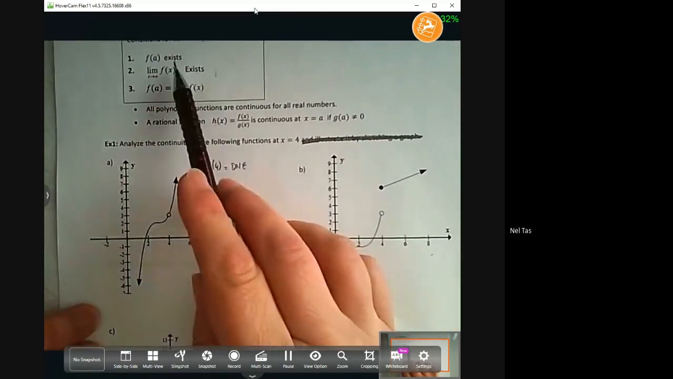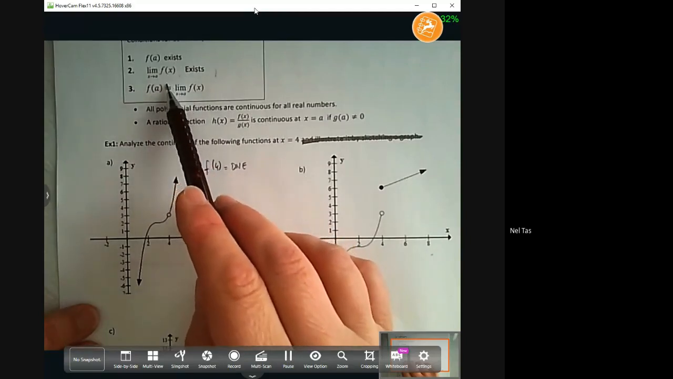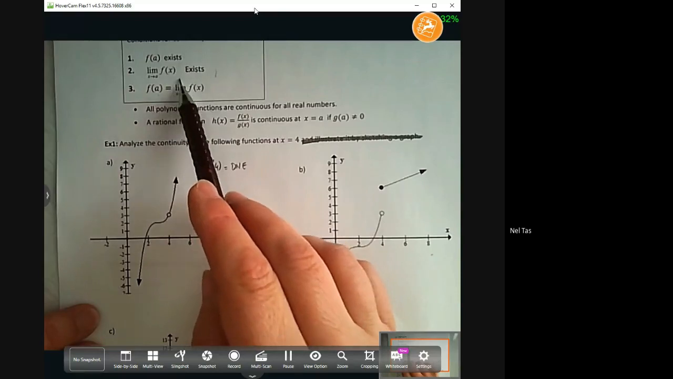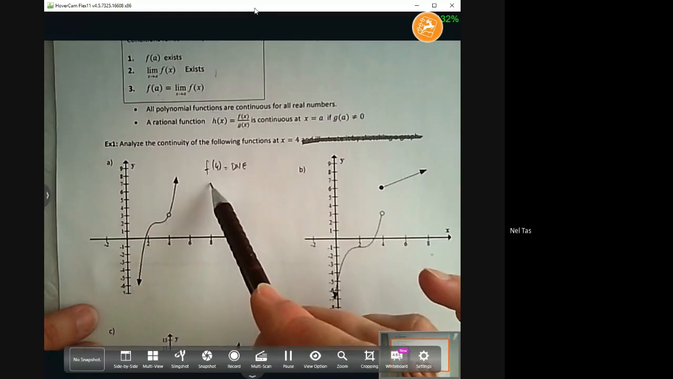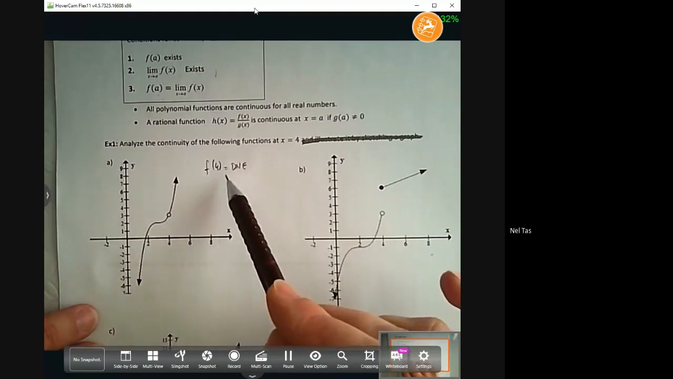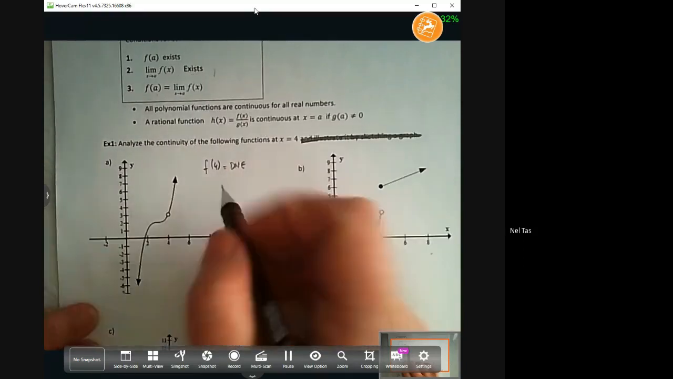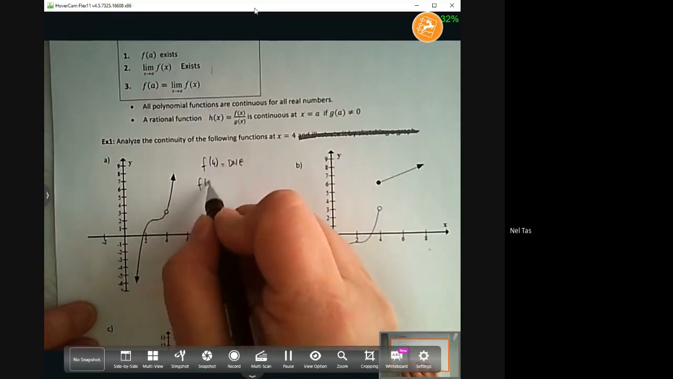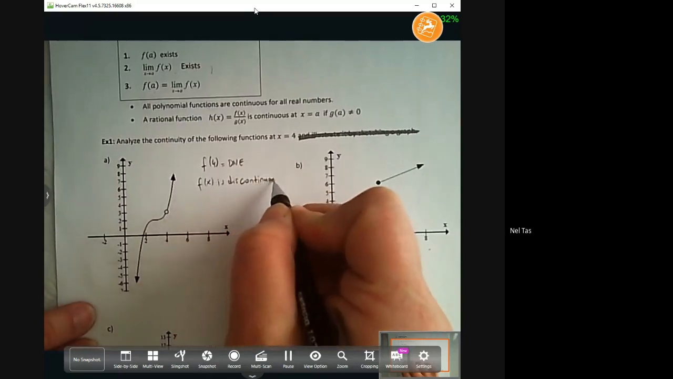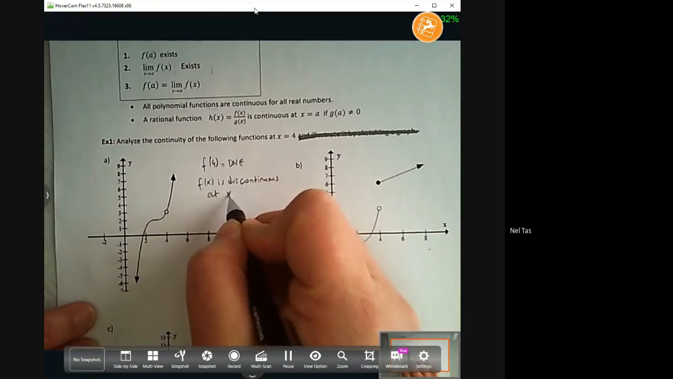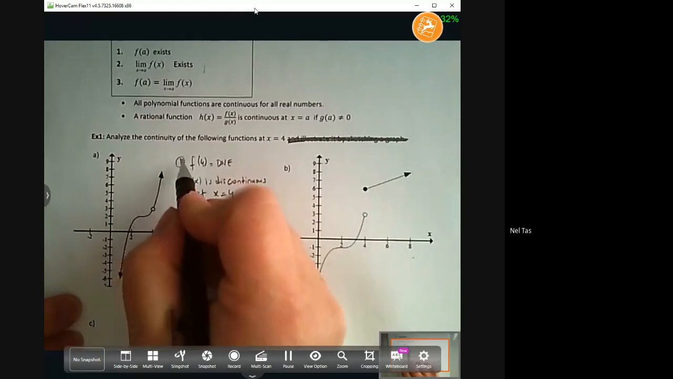If something fails the first condition, then you don't have to go ahead and check the other conditions. If it fails the first one, this function is discontinuous at x equals 4. We can directly say it. You don't have to check the other conditions. So now we can say f of x is discontinuous at x equals 4. It failed the first one directly.